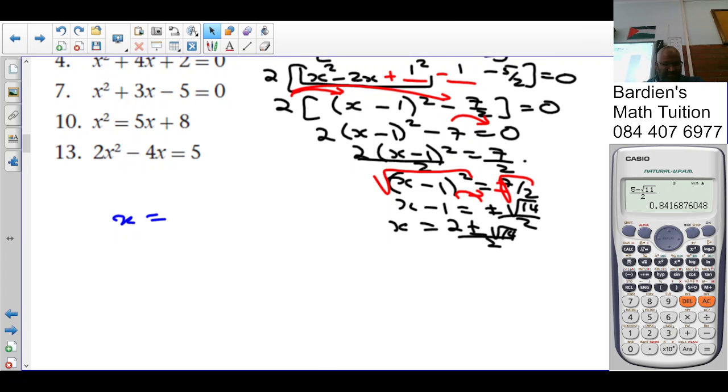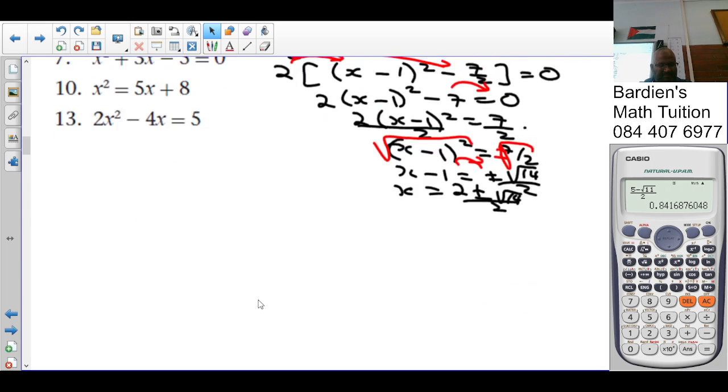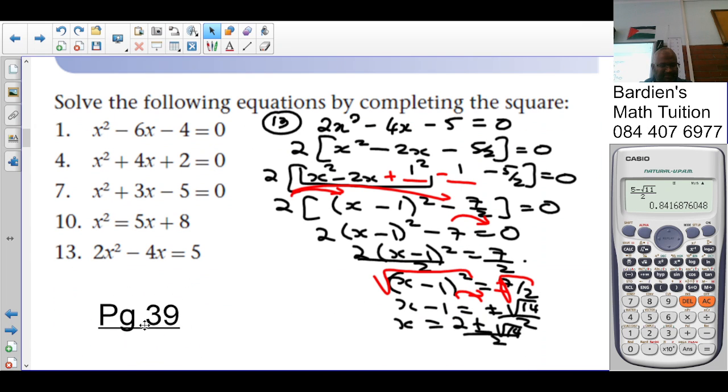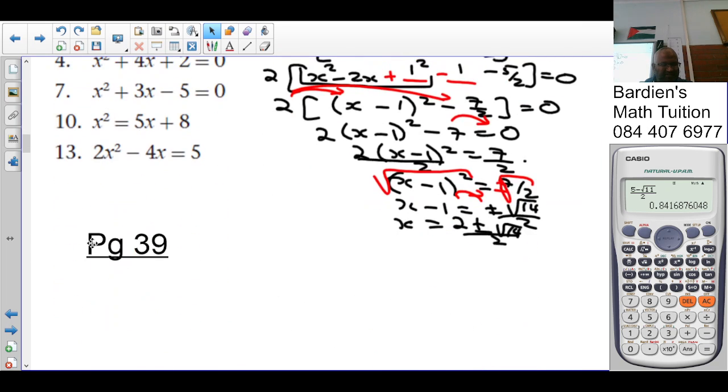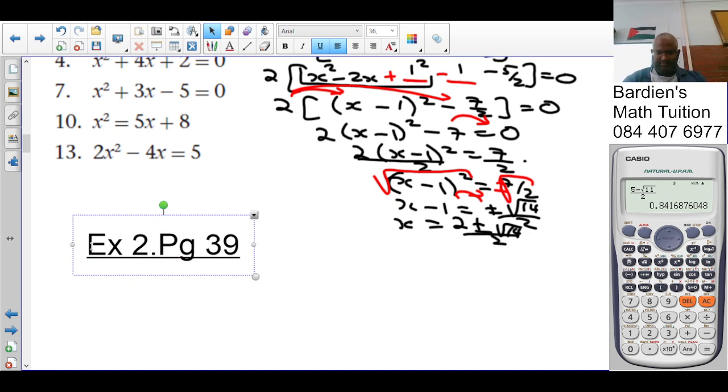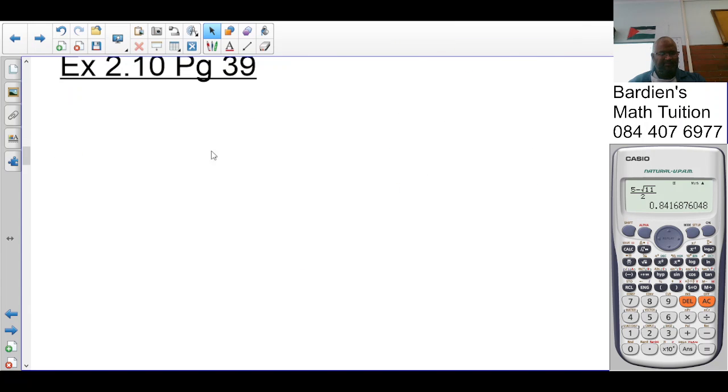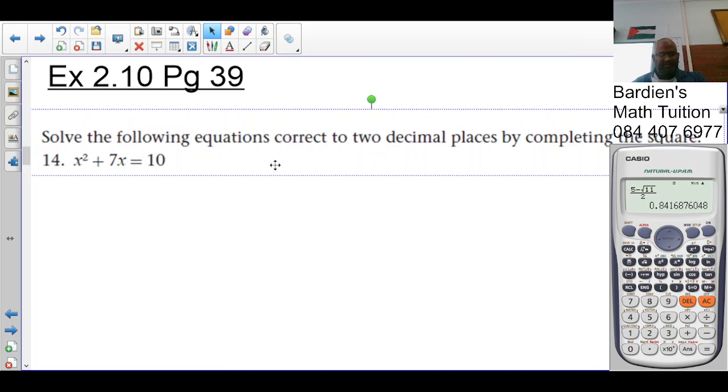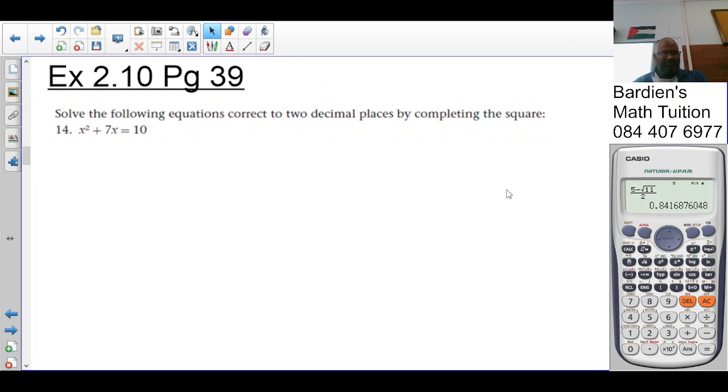From the top, I'll do this. Page 39. Exercise 2.10. Solve the following equations correct to 2 decimal places by completing the square. So, we've got x squared plus 7x minus 10 is equal to 0.